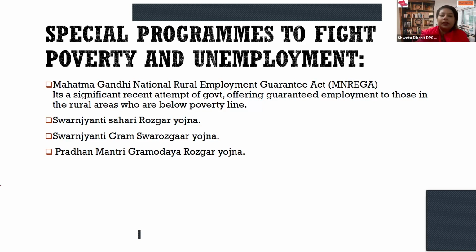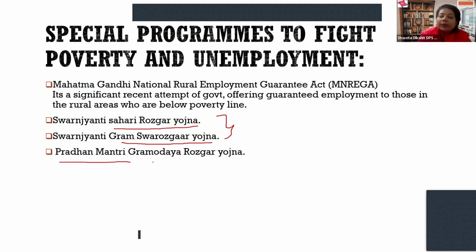Then comes the Swarn Jayanti Shahri Rozgar Yojana. This is a scheme related to urban employment generation. Swarn Jayanti Gram Swarojgar Yojana. This is a scheme associated with rural employment generation. These both are associated with employment generation with self-employment schemes. Here, the government of India provides skills, training, as well as funds to start self-employment with the help of small entrepreneurship, or it can be small trading, shops, and many more things.